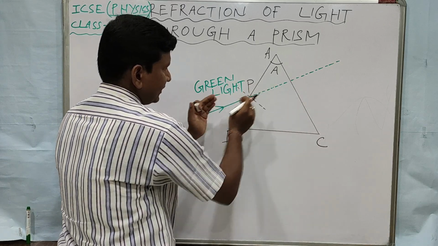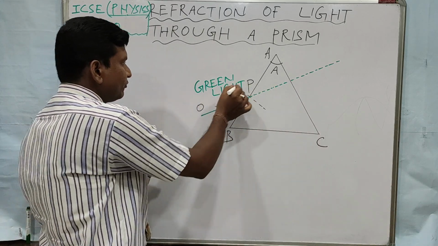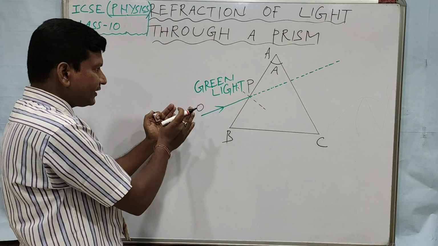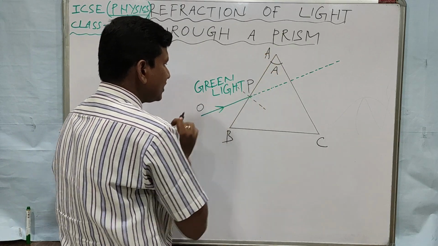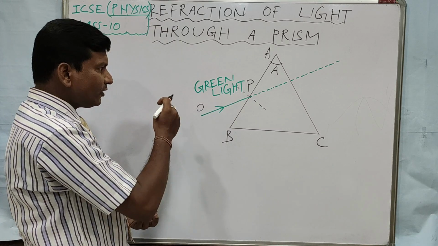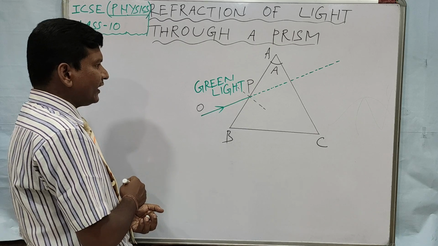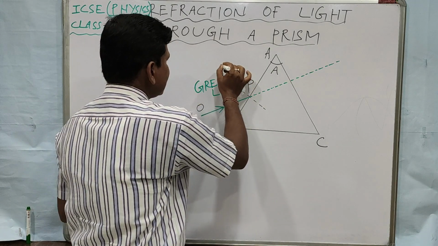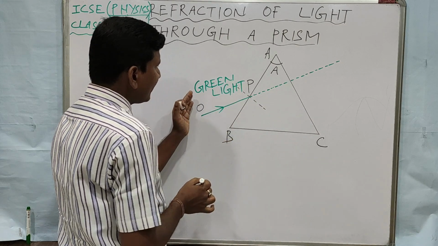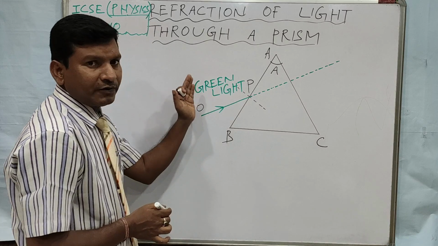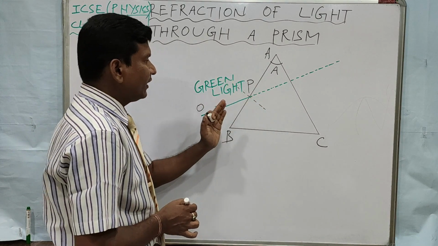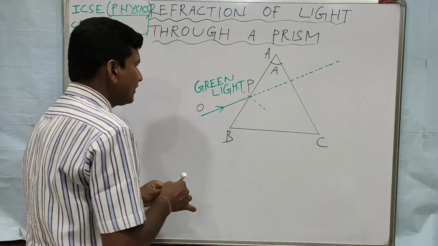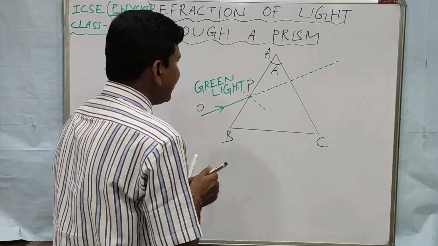There are 2 surfaces and this is the base. The ray of light, OP, is a monochromatic light ray, shown there as green light, and this green light strikes the point P on the first surface of the prism. After striking, how will the ray of light bend? Since the ray of light is coming from air to glass, from the rarer to the denser medium, you know that it bends towards the normal. Therefore, at this point, the ray of light will bend towards the normal.